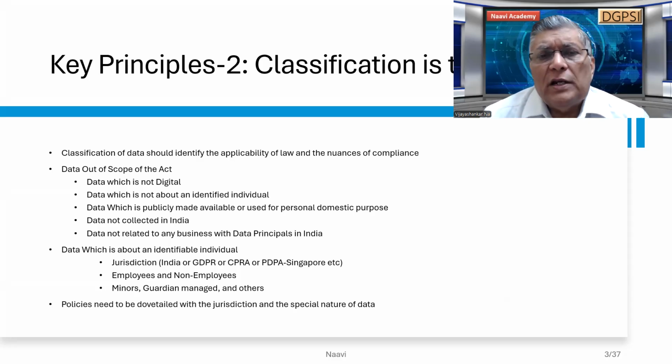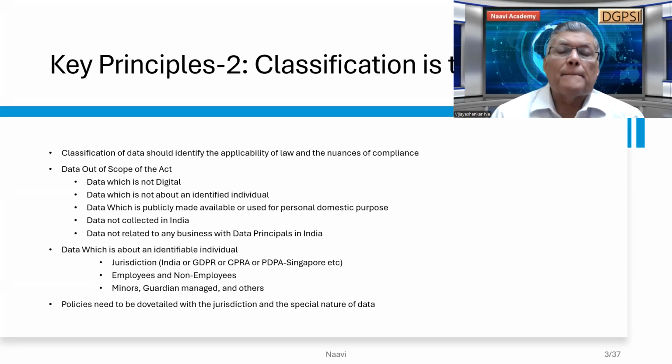And therefore, we need to adopt a classification system which will help us identify the compliance obligations under different sections of DPDPA. Like, if the data is that of a minor, a separate control is required. If the data is that of an employee, separate control is required. And if the data relates to, let us say, health, it may be different, and so on.